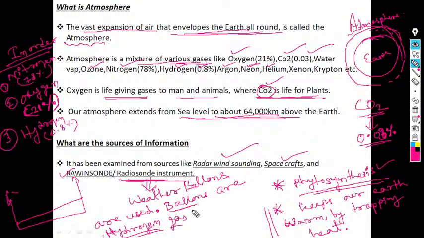Balloons are filled with hydrogen gas. They are sent to the upper atmosphere, and from that data is gathered to know about our atmosphere. Let us know. Look ahead.